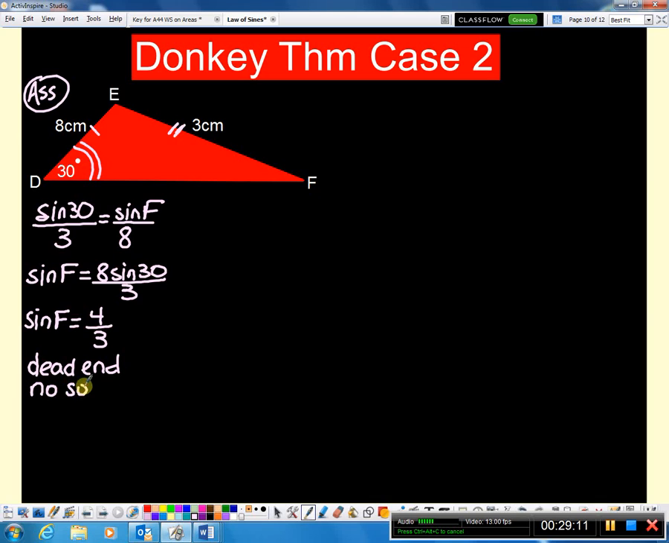Well, if there's no solution, where are you in the donkey theorem? Your result should be, oh, this information is not a triangle. That's what I want you to get around to saying. Because this is a dead end, you're not getting a triangle. So this is donkey case 2.